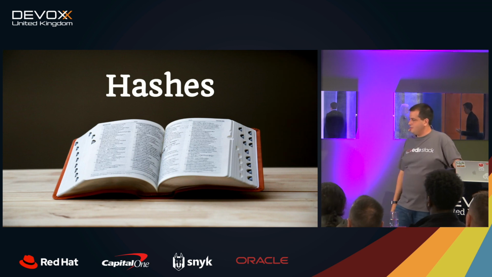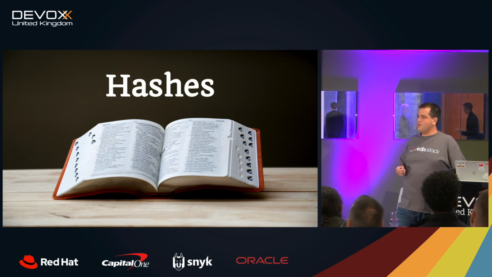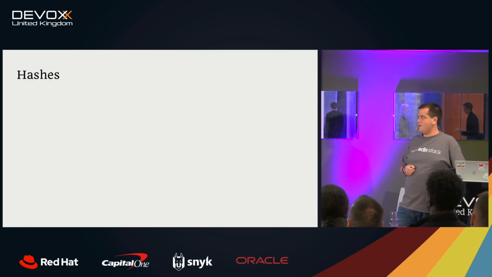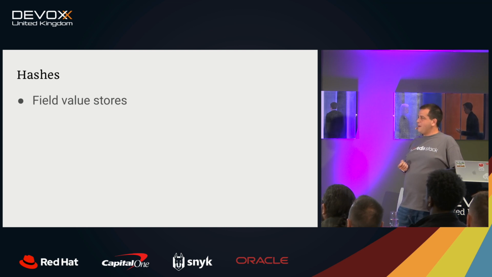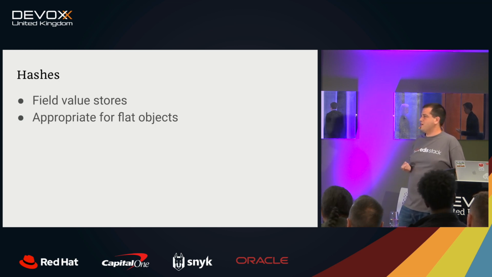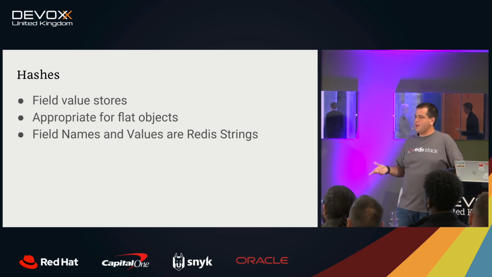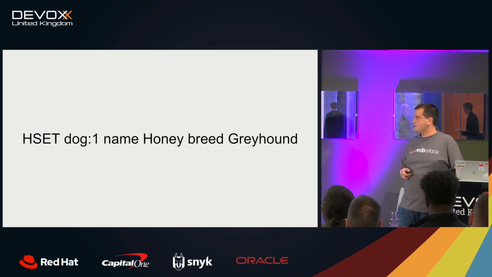Now, hashes are where things start to get kind of interesting. And I put a dictionary up there because they're basically dictionaries of strings. They're field-value stores that are contained in a single key, and they're really appropriate for flatter objects that you would want to store in Redis. They're basically field names and values, and those field names and values are Redis strings.